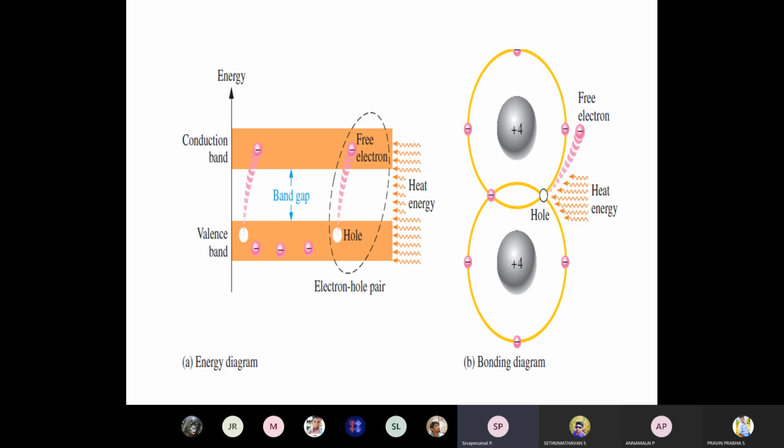When you see both the energy diagram as well as the bonding diagram, how are they bonded to each other? Usually there are four valence electrons in the valence band. Around the particles, the valence electrons collide with each other. When some energy is given to these electrons, automatically some holes are created. This is how the energy diagram and the bonding diagram are created.